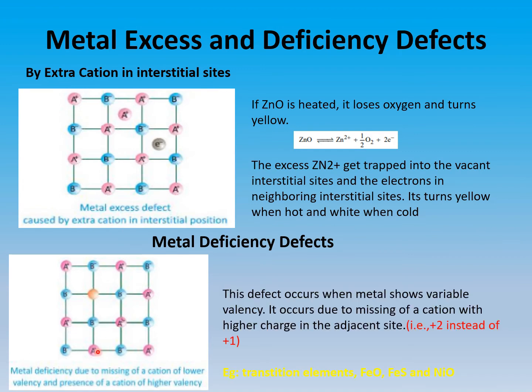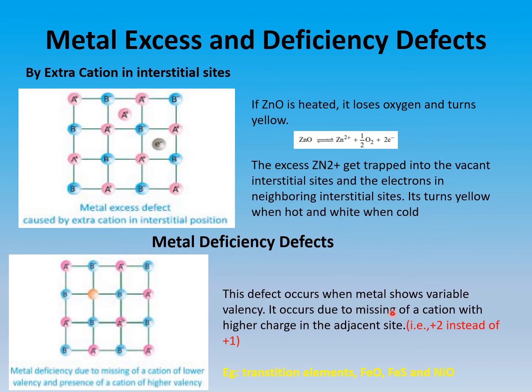This defect occurs when the metal shows a variable valency. If the metal shows variable valency and one cation is missing, then it creates a hole. Instead of that, one more metal occupies this place. This gives electrical neutrality. If one is gone, instead of one, here two has come. A2+ is there. One is vacant and in one place this is occupied, so the electrical neutrality is maintained.